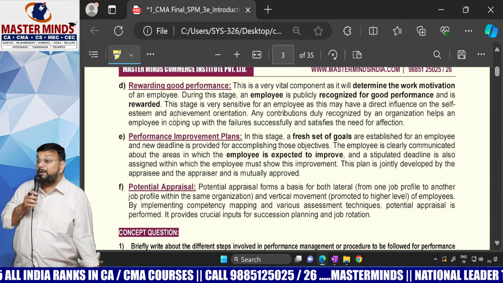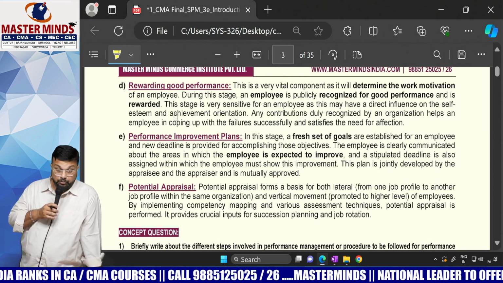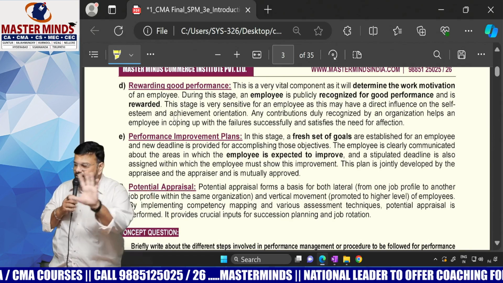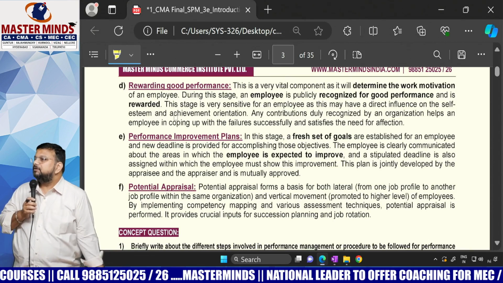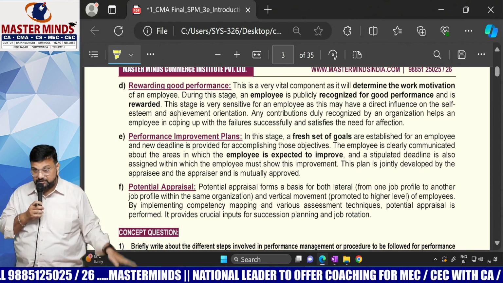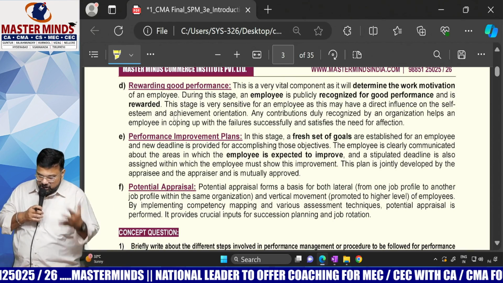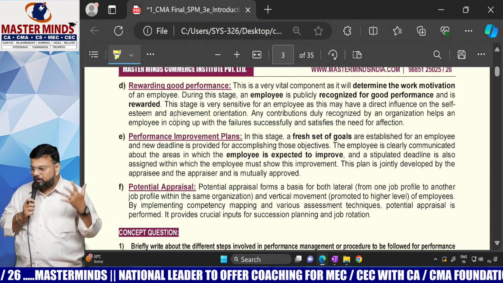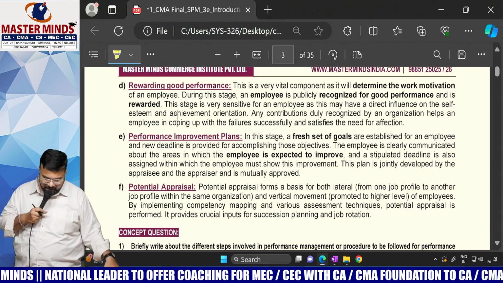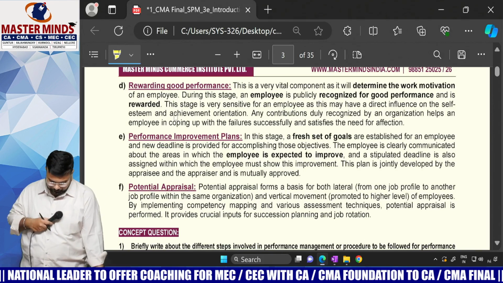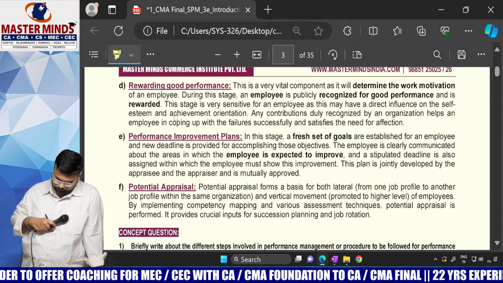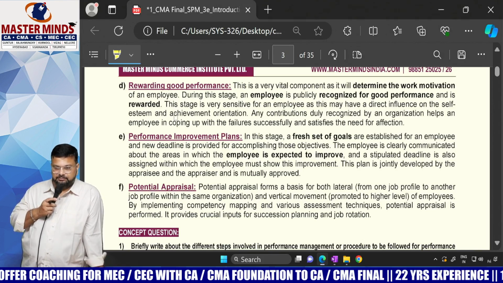They need monetary benefits. Now, reward can be of two types. One is just a word of mouth, and the other is monetary benefits. No one needs a word of mouth. They need monetary benefits. So when the management realizes that employees have worked efficiently, the production has increased, definitely they should reward the good performance. Read it. This is a very vital component as it will determine the work motivation of an employee.